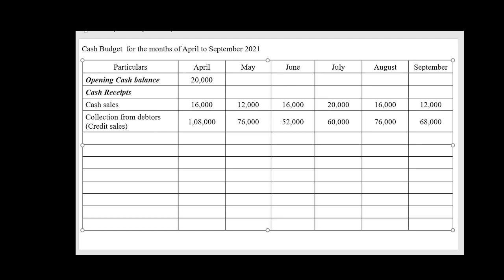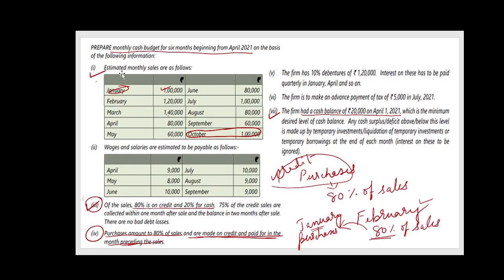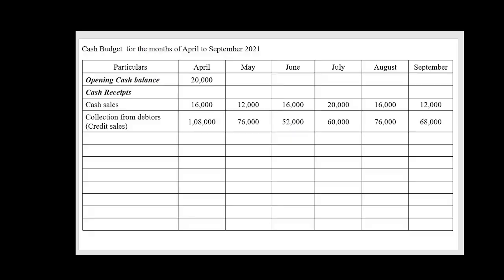Okay. Are there any other cash receipts? So the first adjustment is in relation to sales. So cash receipts, wages and salaries payment, purchase is a payment, debentures, interest on these has to be paid. So it is also a payment. Firm has to make an advance payment of tax. This is also a payment. So no other cash receipts are mentioned in the problem. Nothing is mentioned.